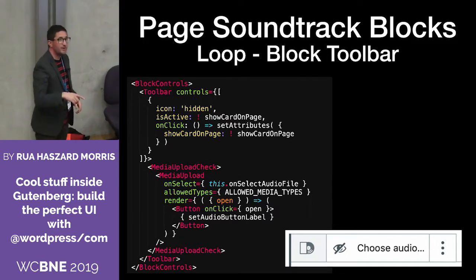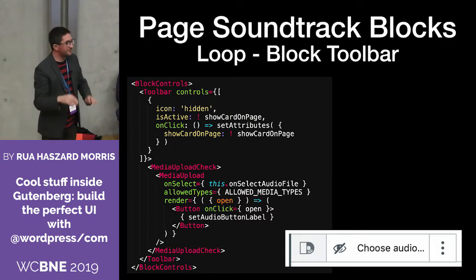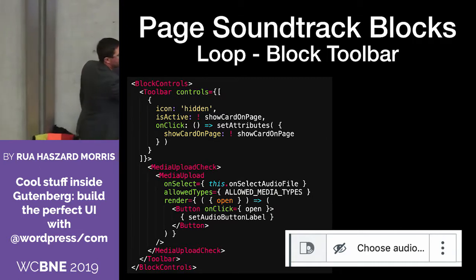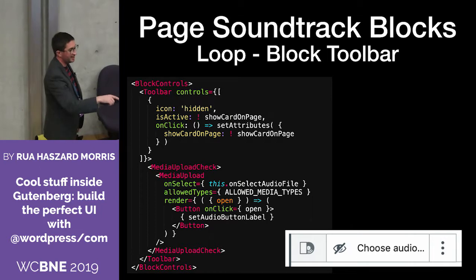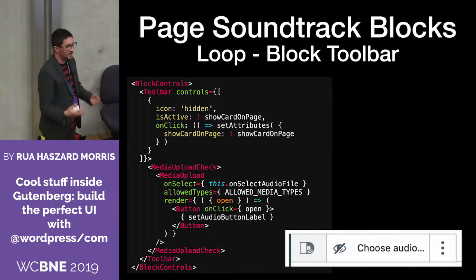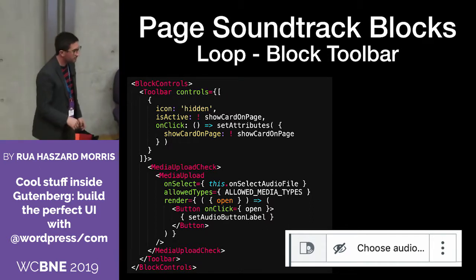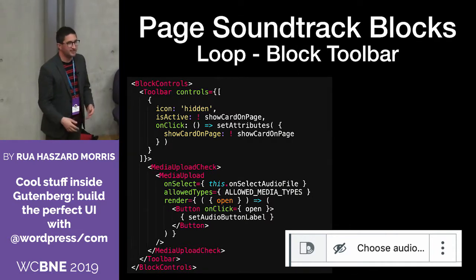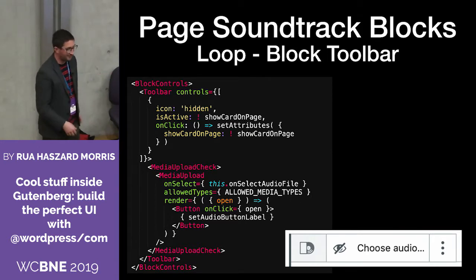So in our toolbar, we have two buttons. One's to hide the block from the front end of the site, so that's just sound, and you can't see any evidence of the sound. That's that little I button. And for that one, we're passing properties directly into the toolbar component. We've also got a media upload button, which will make sure that we've got an audio file because it's got a media upload check component around it. And that's going to handle all of our media upload or selecting from the WordPress media library. So you get to build on all of the lovely stuff that's in the platform that we've got in a nice clean way.